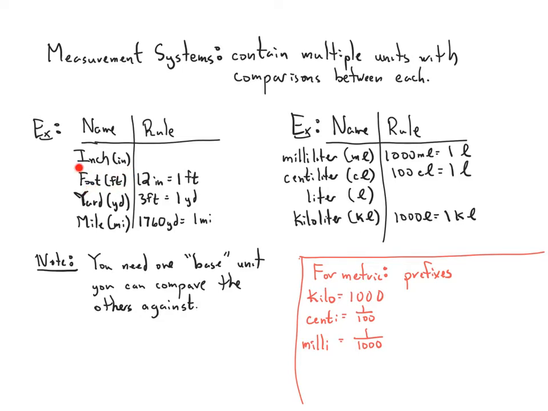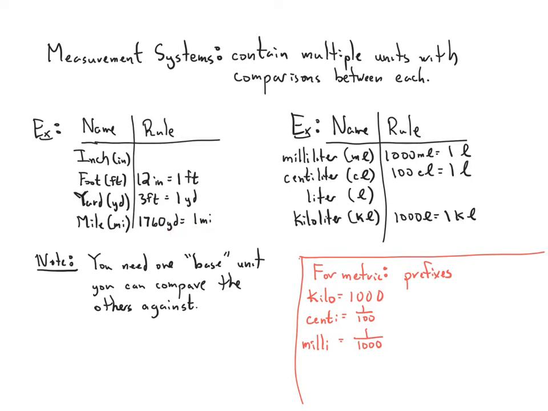Well, a foot, what is a foot? Well, there's a rule, and it says that 12 inches is the same as 1 foot. So 1 foot and 12 inches are the same length. And a yard is equal to 3 feet. And finally, 1 mile is equal to 1,760 yards.